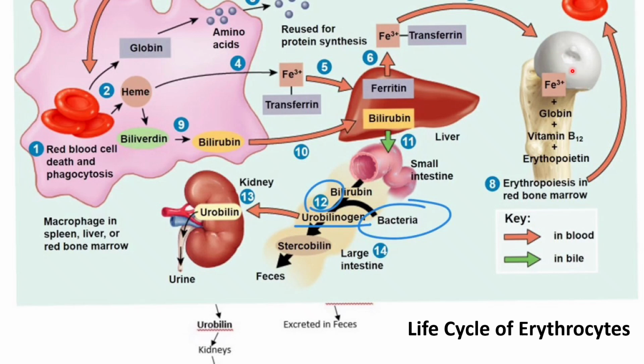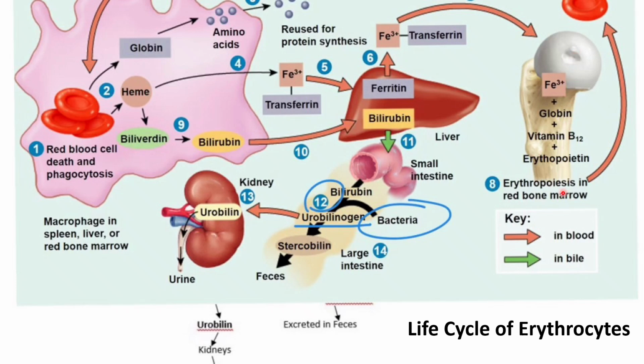And once it is there, this iron plus the globin that's been digested here is going to produce again your heme and the globin together, and with the help of vitamin B and of course erythropoietin as your stimulating hormone, you're now going to be starting erythropoiesis in the red bone marrow. So the cycle again begins.